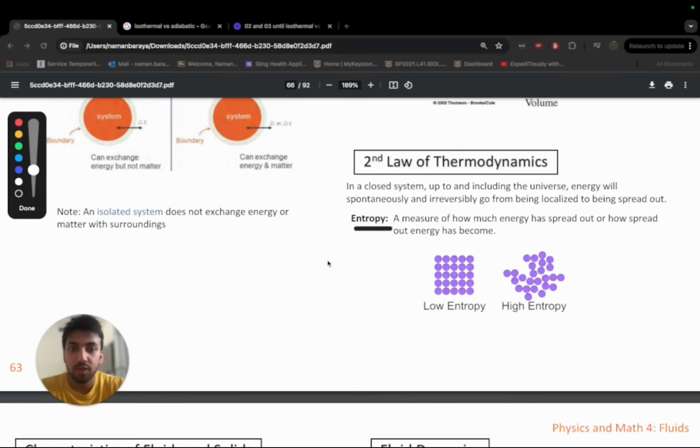In a closed system, for everything up to and including the universe, remember we said the universe we can imagine as a closed system because there's no change. The change in U is 0 in the universe. The energy is spontaneously and irreversibly going from localized to being spread out. And so basically the ultimate end outcome of the second law of thermodynamics is that the universe dissipates into the highest entropy state, which is all heat, because we're not able to sustain any low entropy states anymore.